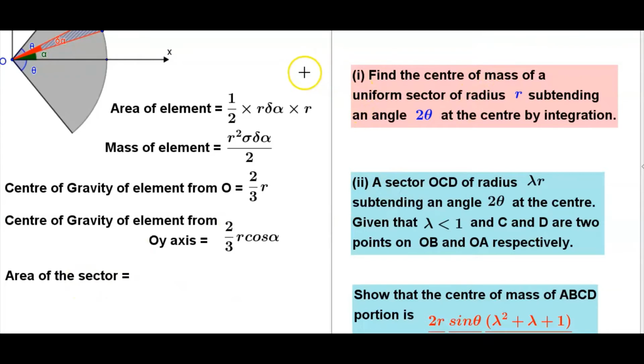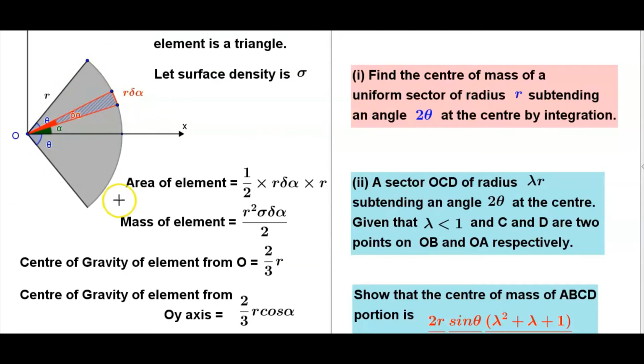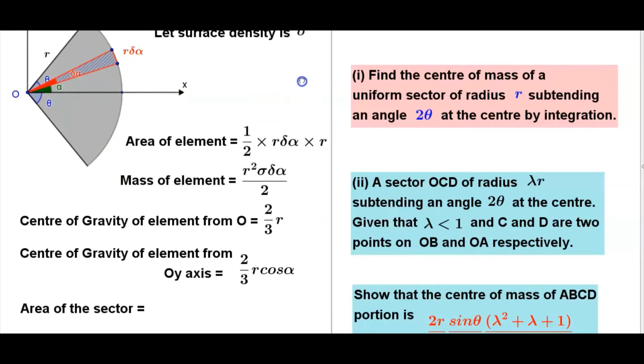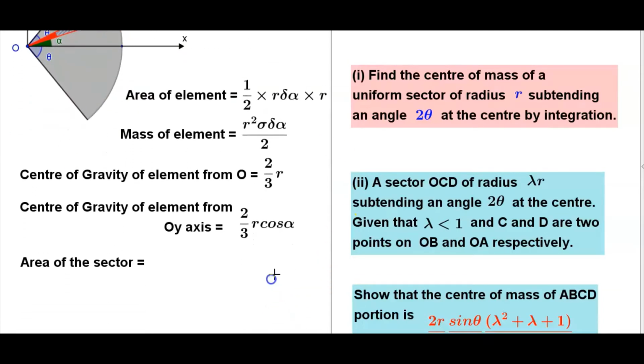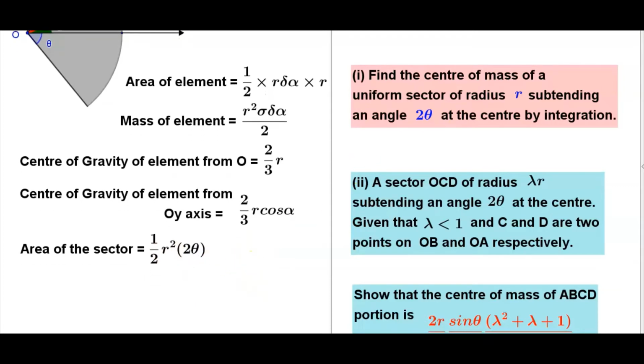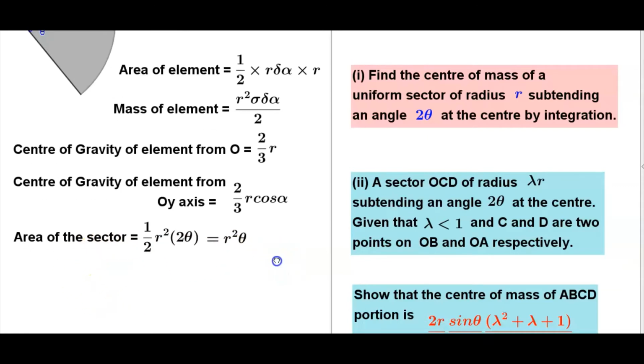Area of the sector: this sector subtends angle 2 theta. Therefore, the area of this sector, as we already learned in our previous class, is half r squared into angle 2 theta. When we simplify, the 2 cancels, giving r squared theta. This is the area of the sector.